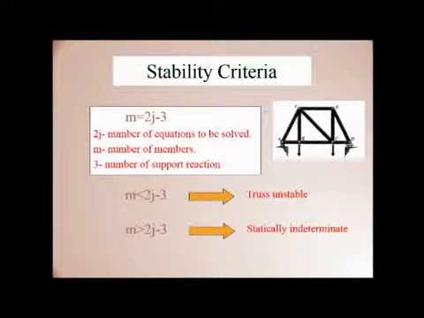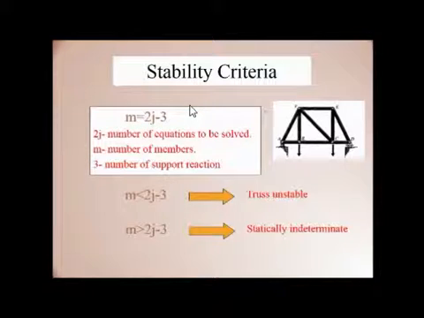Now there is a stability criterion in the study of truss, that is we write m is equal to 2j minus 3. In this case, 2j is equal to the number of equations to be solved, that means how many particular equations we need to solve, that is given by 2j. M is the total number of members in the structure, and 3 is the number of support reactions. So the maximum number which we have taken is 3, that is the number of support reactions.